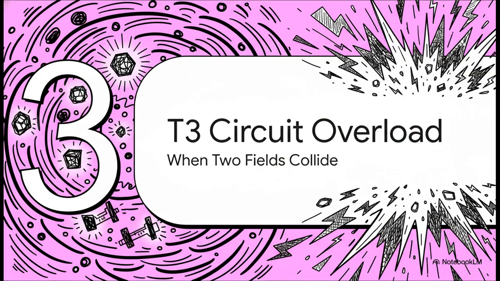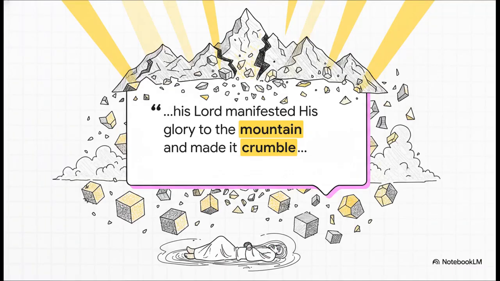Which brings us to Section 3, the T3 circuit overload. So what exactly happens when these two fields, rigid physical mass and raw divine voltage, collide directly? Now, what's really interesting here is how verse 7:143 acts as a structural proof. It says, "His Lord manifested his glory to the mountain and made it crumble, and Moses fell unconscious." This topological operator proves that D10 mass, represented by the mountain, has a strict finite limit. It simply cannot bear the naked I9 voltage. Without a mediator, physical mass just overloads and shatters.